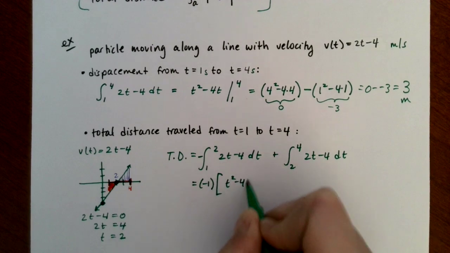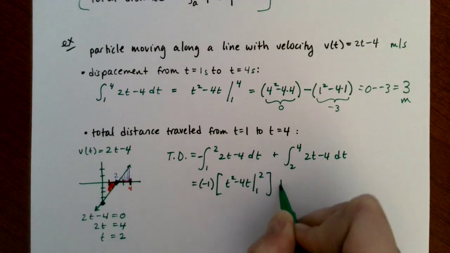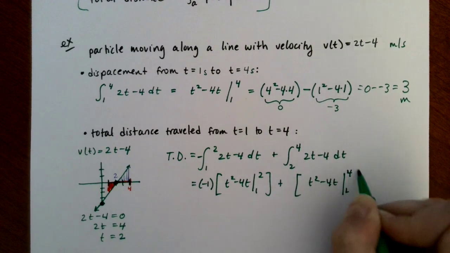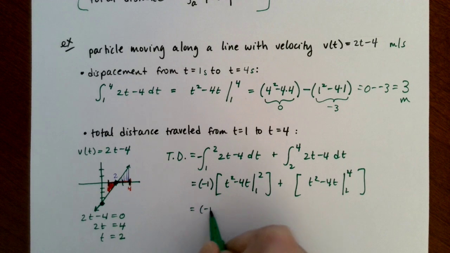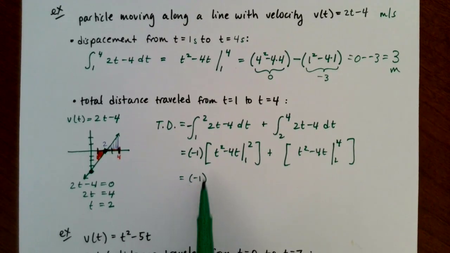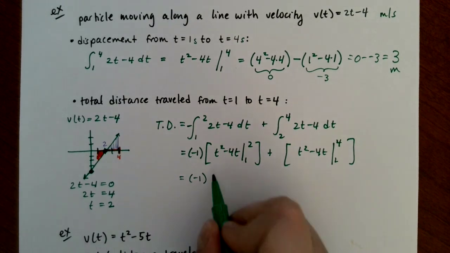T squared minus 4t, and keeping that minus sign. So I'm writing this minus sign as a really dramatic -1 out front, mostly just so that my eyes don't forget that it's there. At some point, I'm going to have to multiply that in.